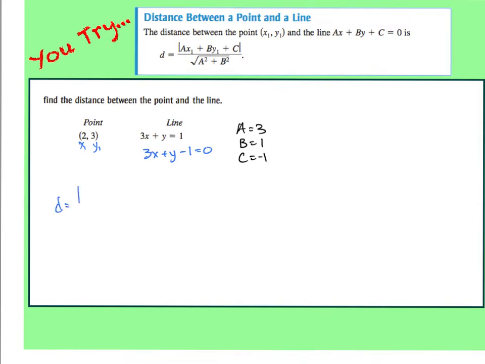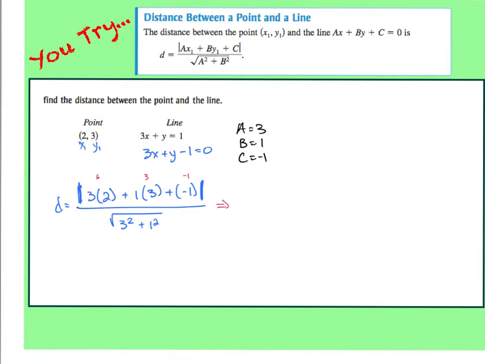So my distance is equal to my absolute value of my a being 3, my x1 being 2, plus my b being 1, times my y1 being 3, and then plus my c value of negative 1. And then it's over the square root of my a, which is 3 squared, plus my b, which is 1 quantity squared. So now let's just do some math. 3 times 2 is 6, and then 3, and then negative 1. So we add those together, and we get 8.